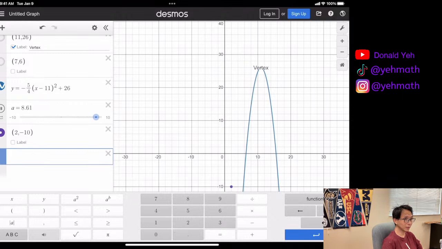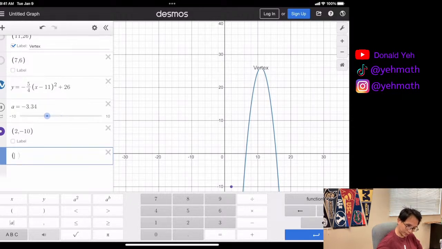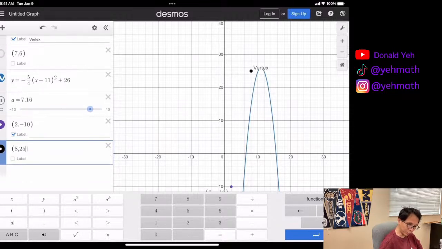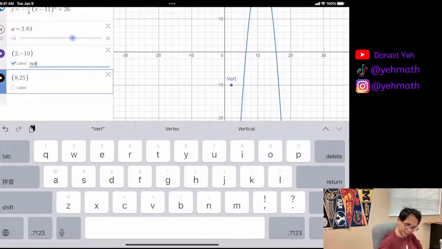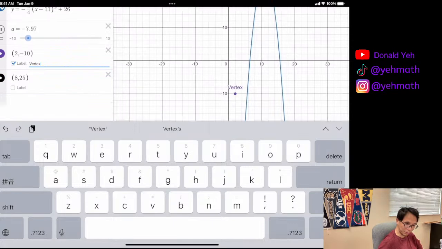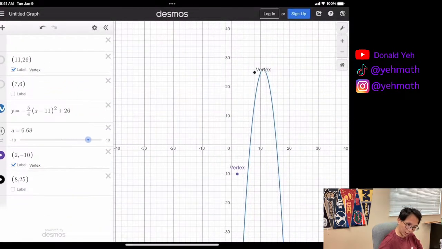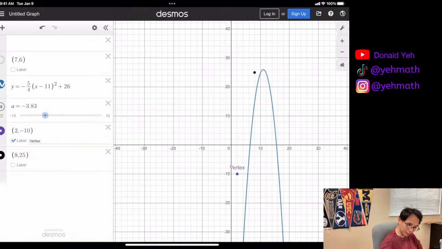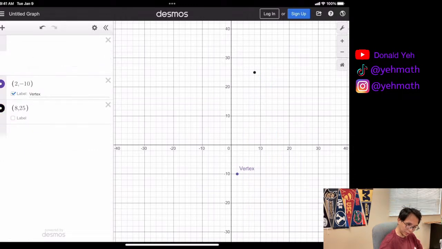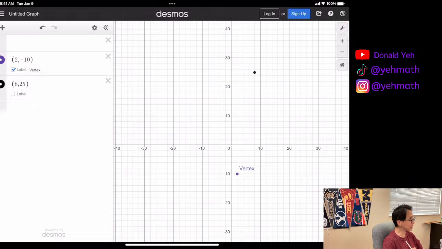Aiden, when's your birthday? August 25th. Okay, so August 25th. And which one wants to be the vertex? I think Annika has the higher test score, so she's the vertex. Okay, so can you build an equation based on the vertex being at that point? And can you build me an equation that goes through both points?